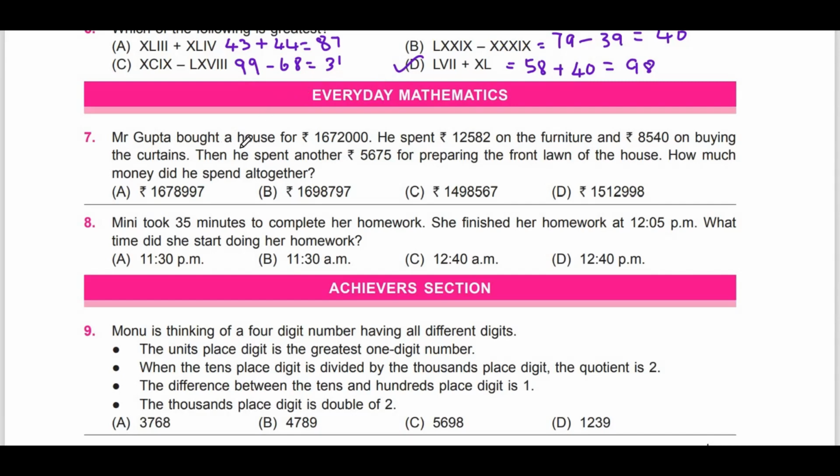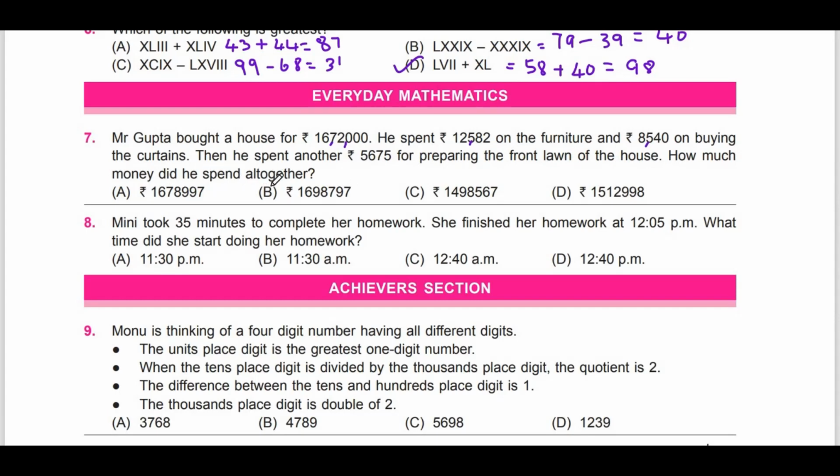Mr. Gupta bought a house for, what is this amount? You can tell it as 16,72,000. So he got a house for 16,72,000 rupees. He spent 12,582 on furniture, 8,540 on buying curtains. Then he spent 5,675 for preparing the front lawn of the house.